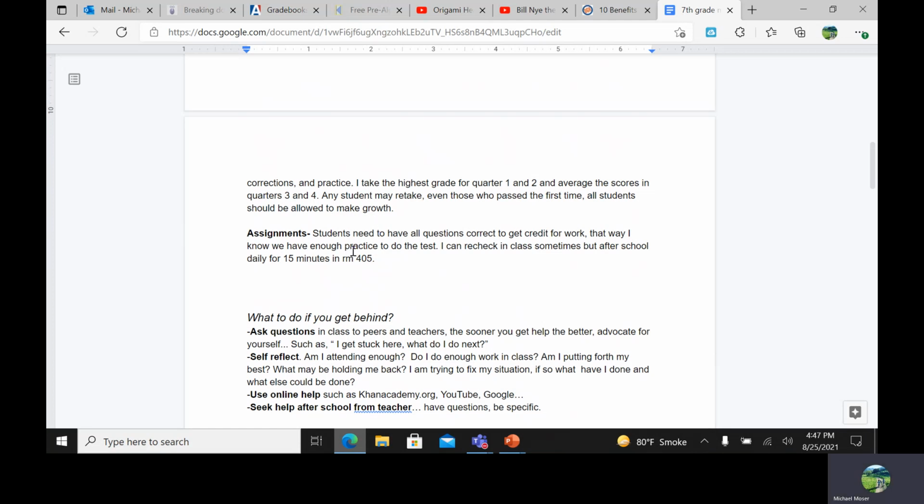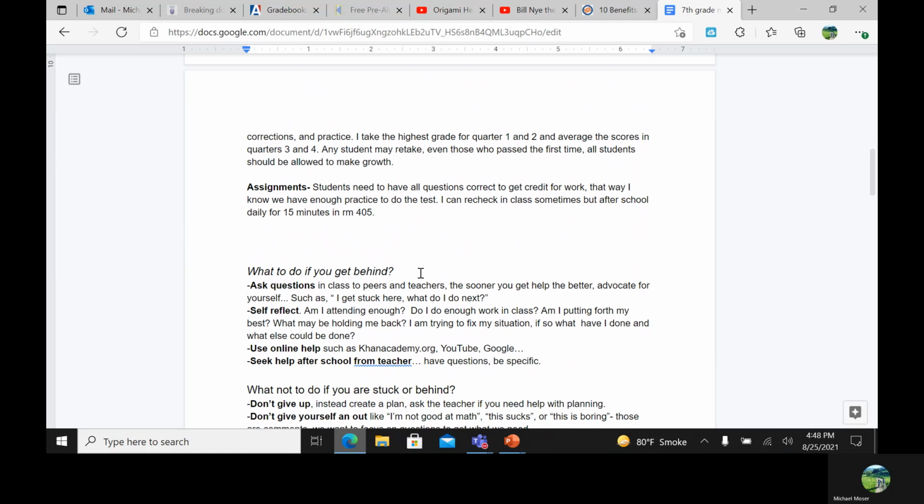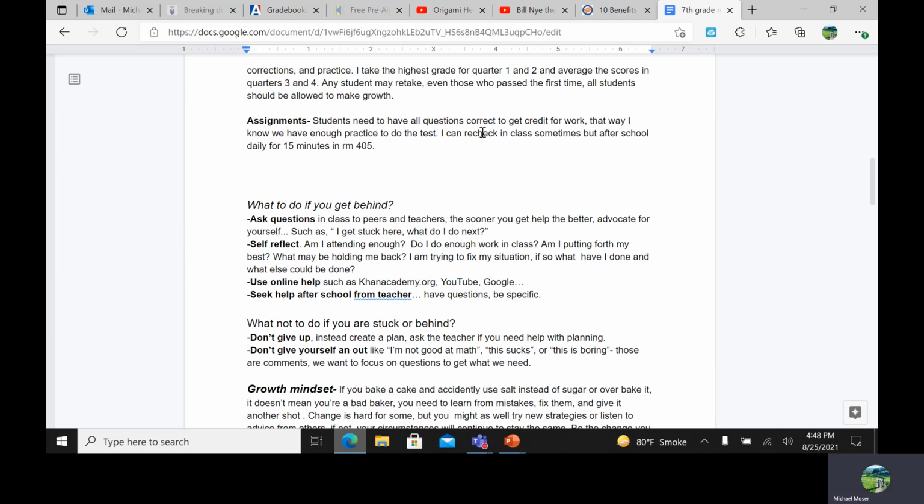On the assignments, I really want to make sure, since it is an open note test, that the assignments are done 100% correctly. I'll recheck them and recheck them. I can give additional problems if need be, but that's kind of how assignments go. If they do need help, I can recheck, sometimes in class, sometimes not. So 15 minutes after school, we are here available to help.